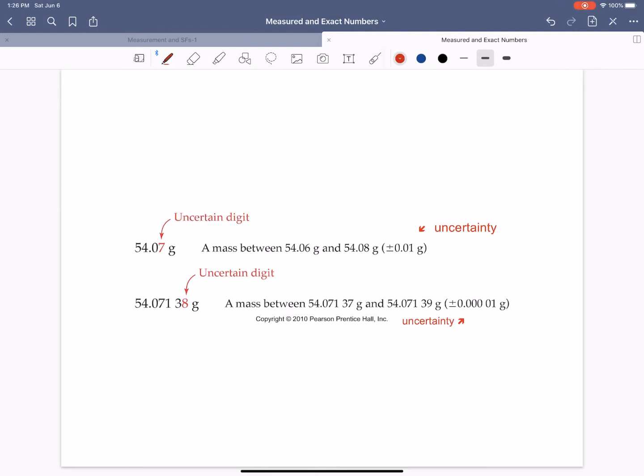Okay, so the uncertain digit is the estimated digit. We still include it as a significant figure. So if I have been reported this mass, I know that the last digit I see is the estimated digit, and I now know what kind of tool was used to measure this. So tens, ones, tenths, hundredths. This must have been measured on a centigram balance, and the precision is in the centi of a gram.